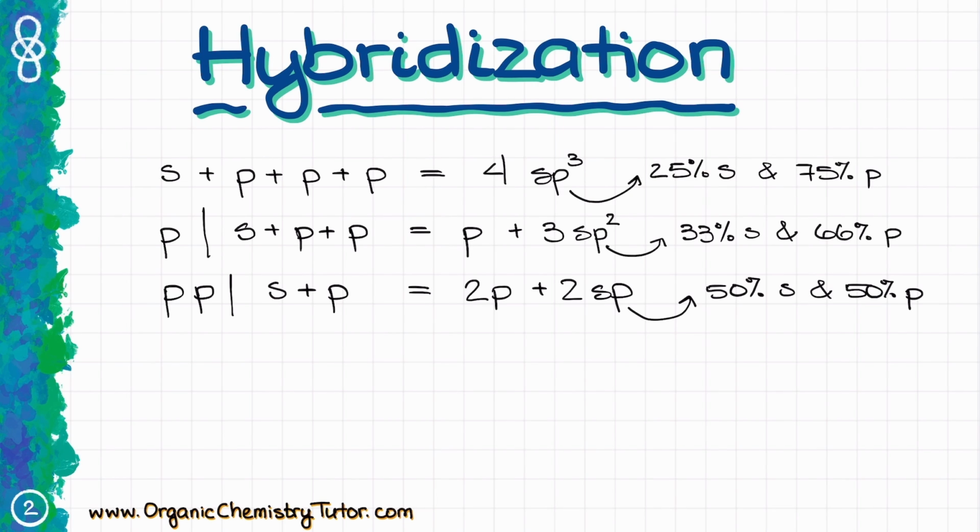Now, a couple of important things that I want to point out here. The first thing is that the number of orbitals is always going to be the same. We have 4 orbitals in, and we are going to end up with 4 orbitals coming out of our hybridization.